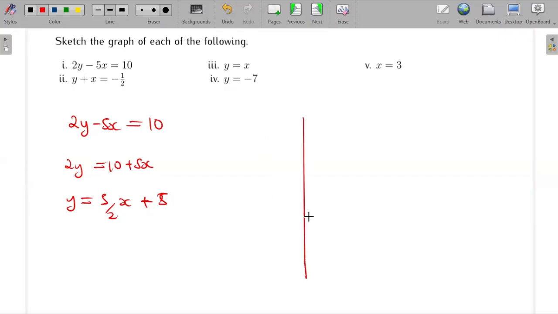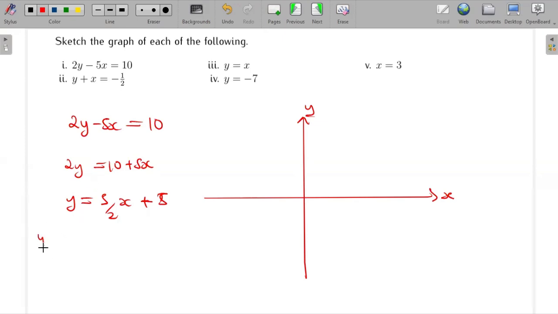So on your xy plane, this is your y-axis, that is your x-axis. What do you need here? You need intercepts. So you need the y-intercept and the x-intercept. The y-intercept is evaluated when x is 0, and the x-intercept is found when y is 0.